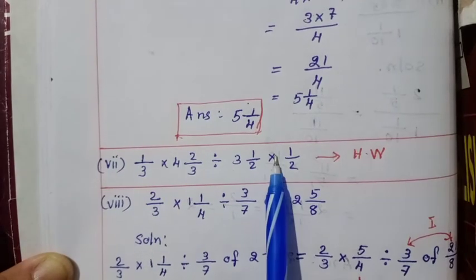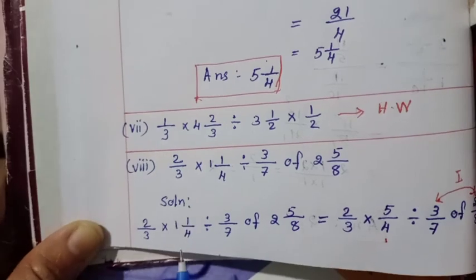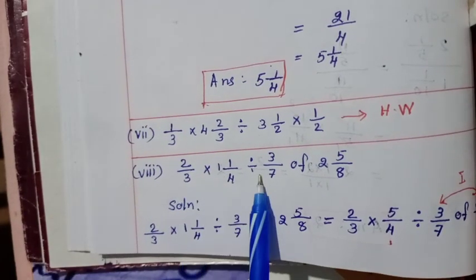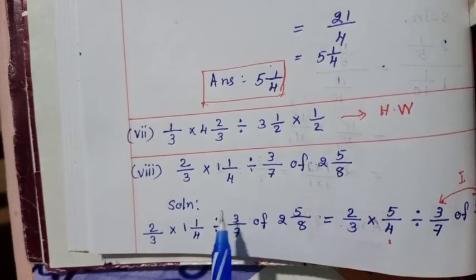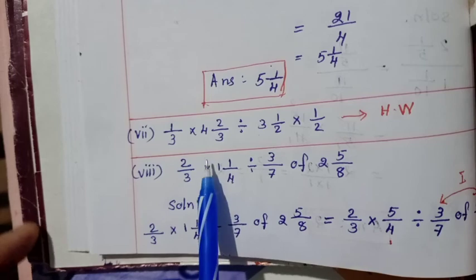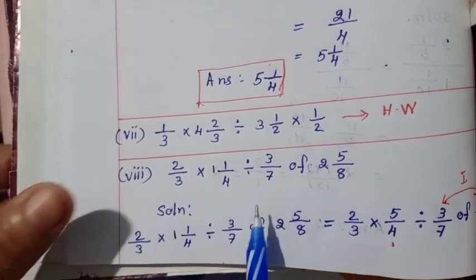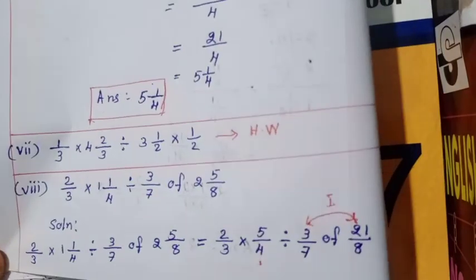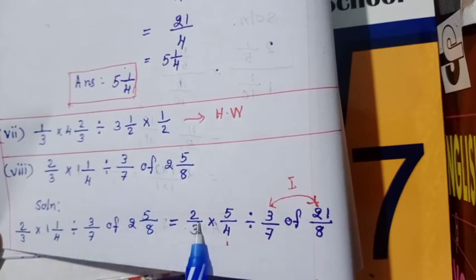Next is homework, number 8: 2 by 3 into 1 1 by 4 divided by 3 by 7 of 2 5 by 8. Solution: first here the calculation of "of" is there. So first you have to do "of".